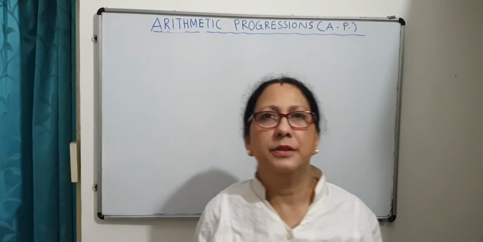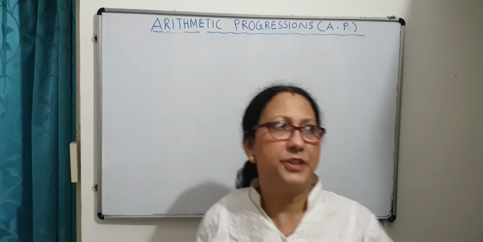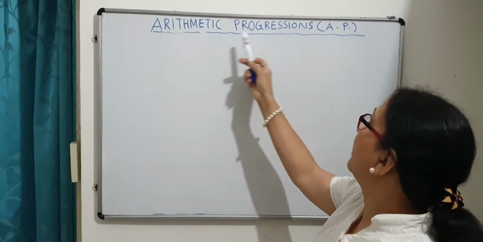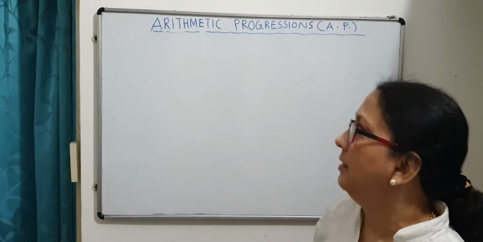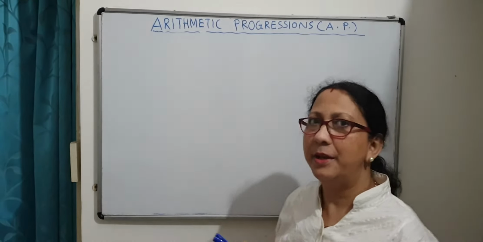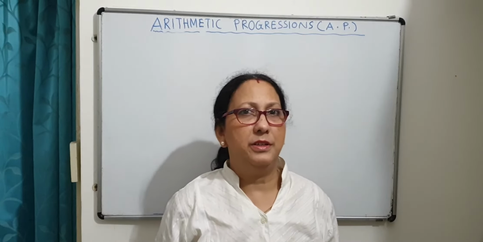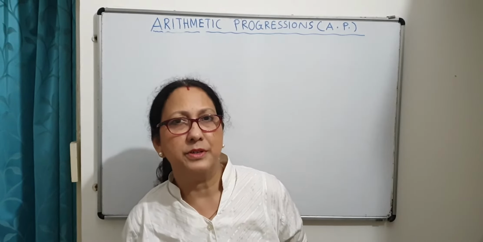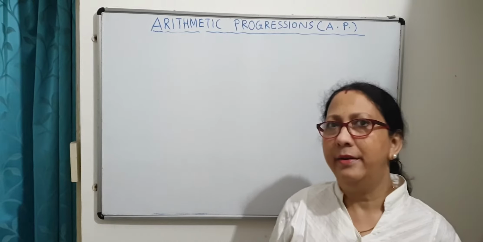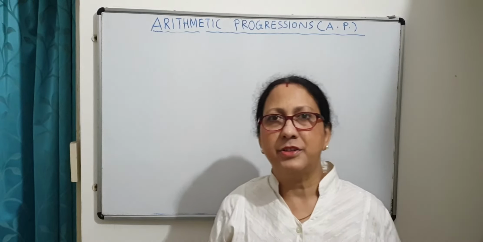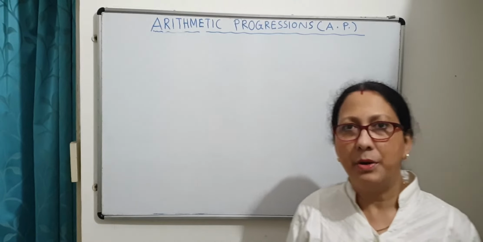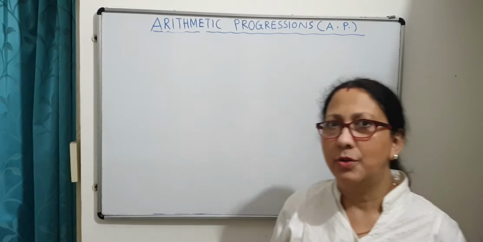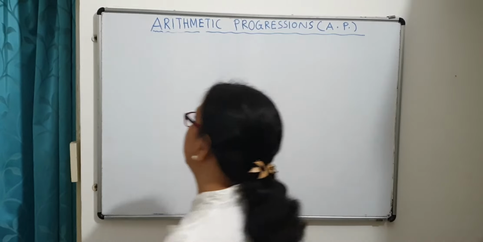Today I'll discuss the chapter Arithmetic Progression, which is called in short AP. So, what is an AP or arithmetic progression? It is a special sequence of numbers where each term is obtained by adding some fixed amount to the previous term. Let me explain with the help of an example.